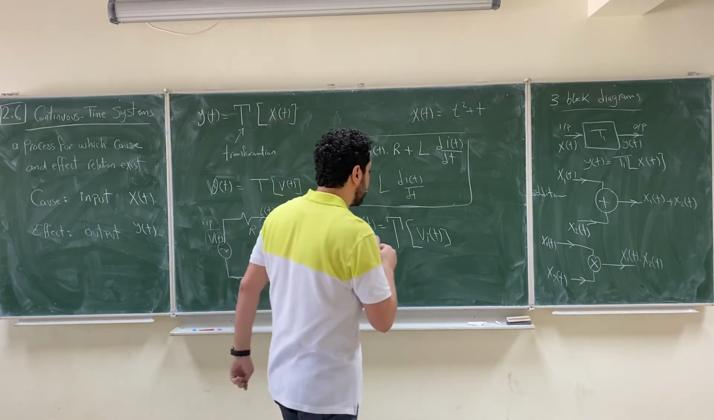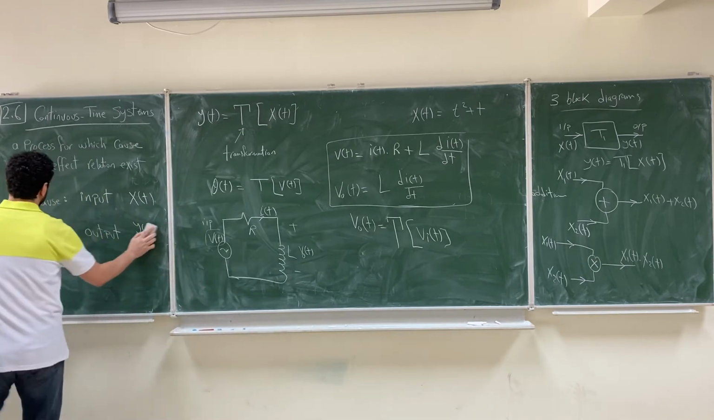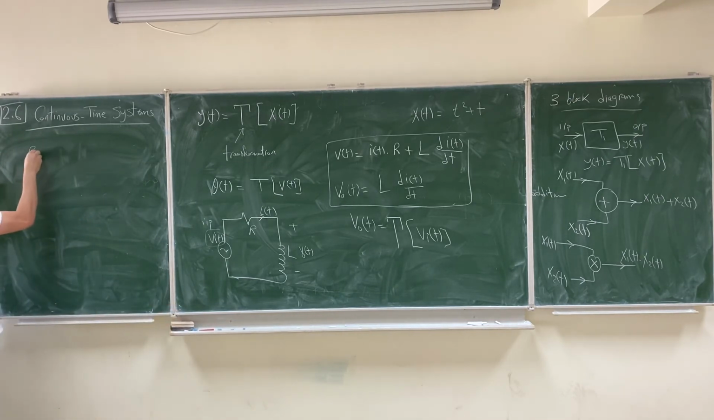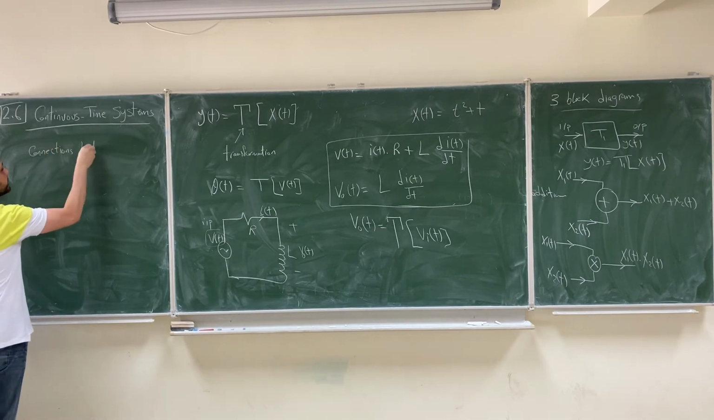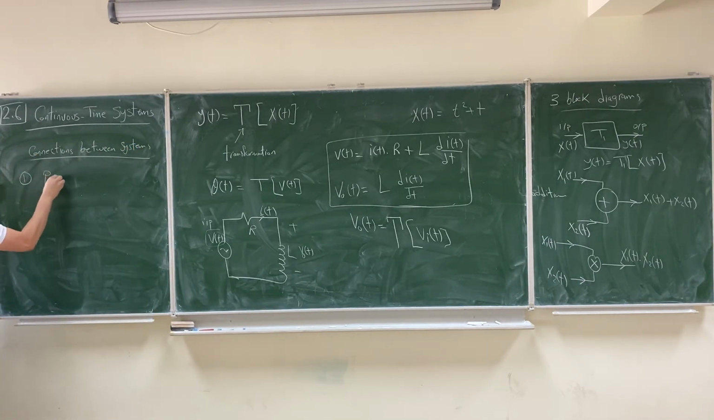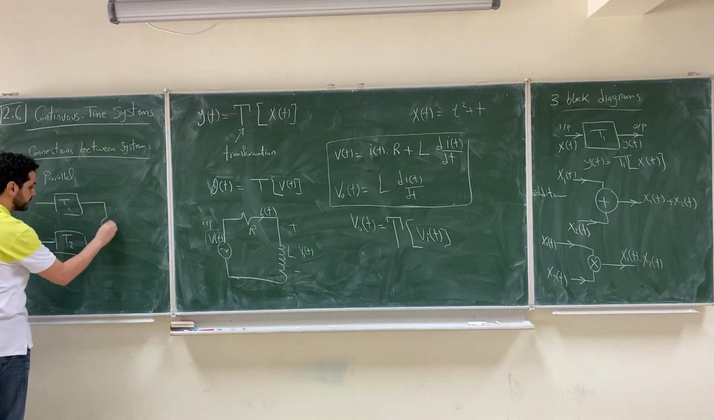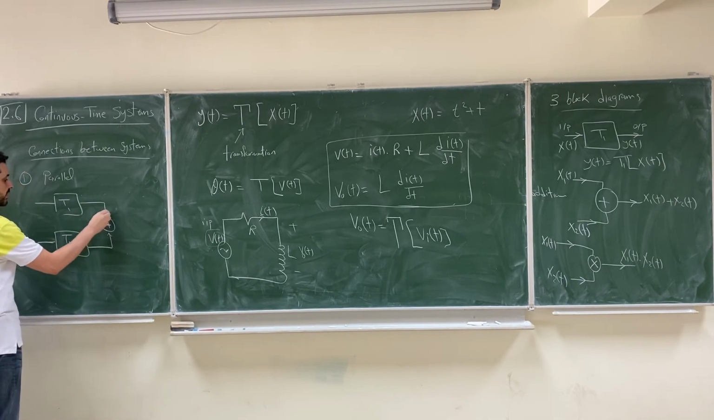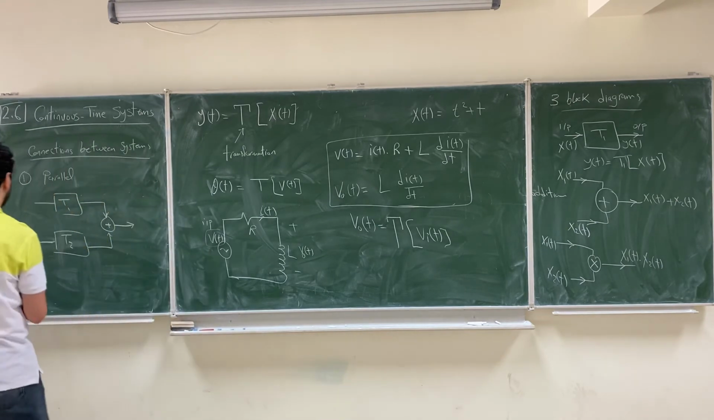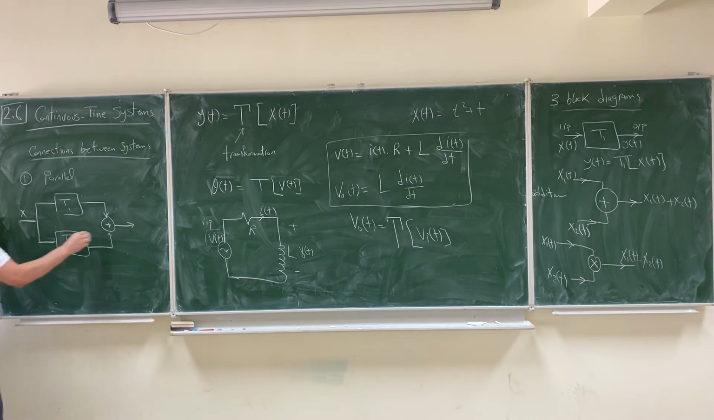We have also two important connections between systems: parallel and cascade. So we have connections between systems. The first connection is the parallel connection, where you have system number one and system number two. Let's say this is T1, this is T2, and then you add the outputs, and this will give you the total output y of t. And x of t is the input.